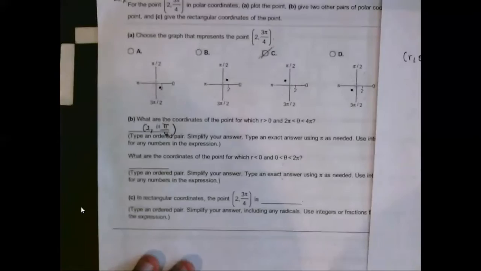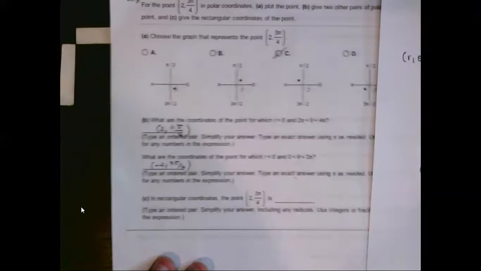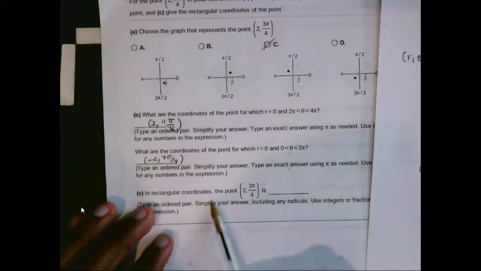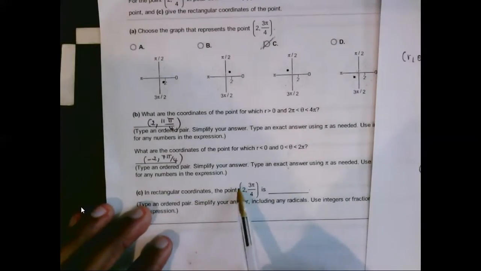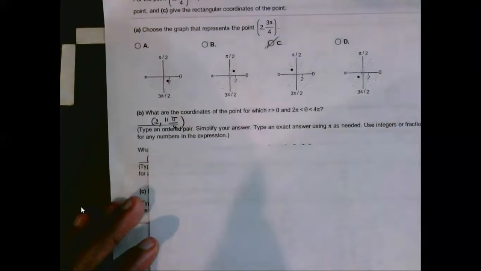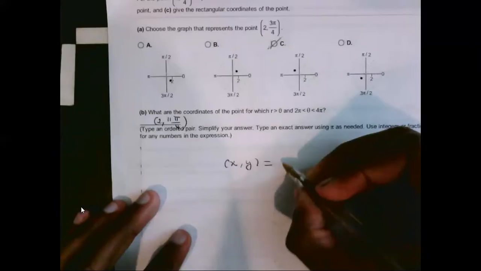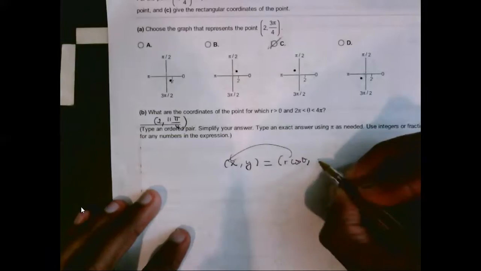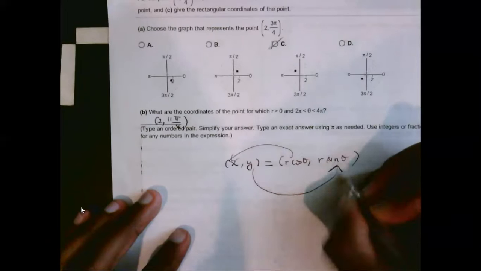Next, let's say in a rectangular coordinate, find the point 2, 3 pi over 4 in a rectangular coordinate. So there is a relationship between the rectangular coordinate and the polar coordinate, as you already know. So x, y is the same as writing r cosine theta, and that represents the x, and the y will be represented by r sine theta. So r is given as 2, and theta is 3 pi over 4.